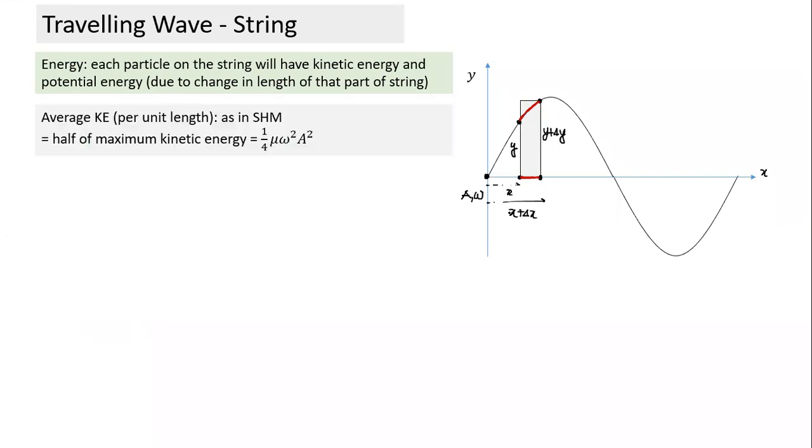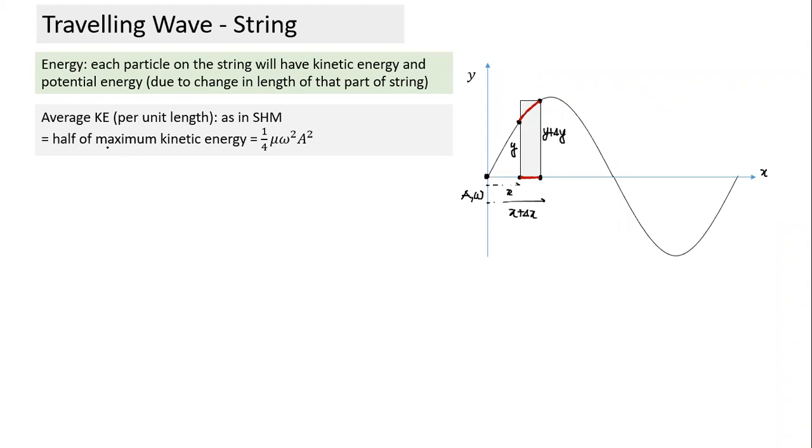Now all particles are oscillating, and all particles undergo SHM. Since the motion is SHM, their kinetic energy is identical to the kinetic energy of a particle undergoing SHM. So kinetic energy is no different at all. Kinetic energy depends on motion. Every particle has SHM with amplitude A and angular frequency omega.